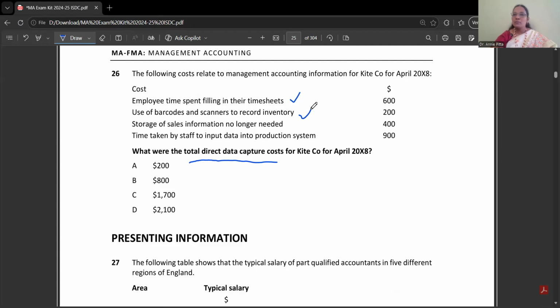Is it now that they are capturing? No, they are not capturing it now. So that will not be counted. Time taken by staff to input data into the production system. So once the data is already available, later on that is taken to the production system. They are not directly capturing the data. So that way, this becomes an indirect cost, not a direct cost. Okay. So we have only 2 items. Both the items added together, we have 600 plus 200 would be 800, and B is the right answer.